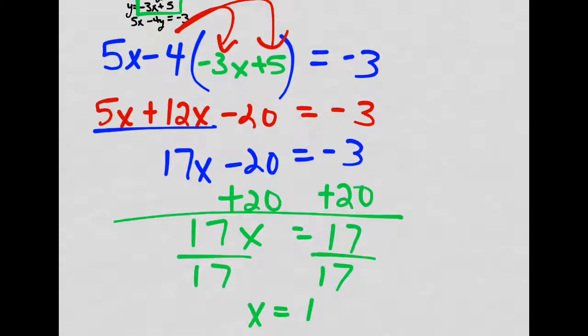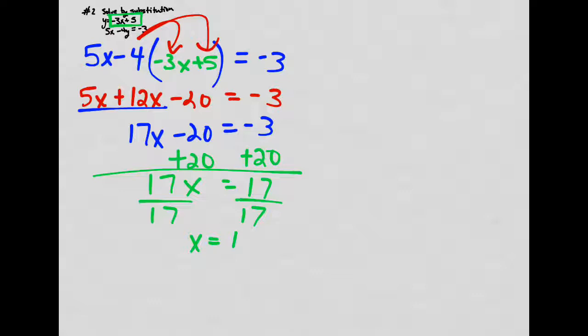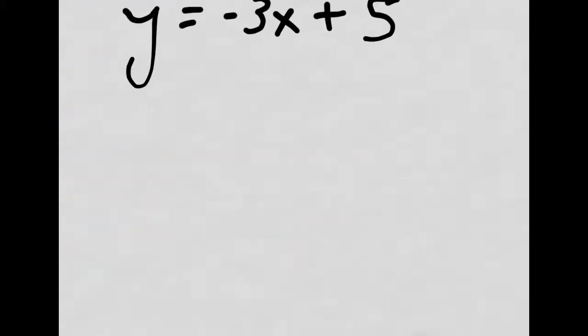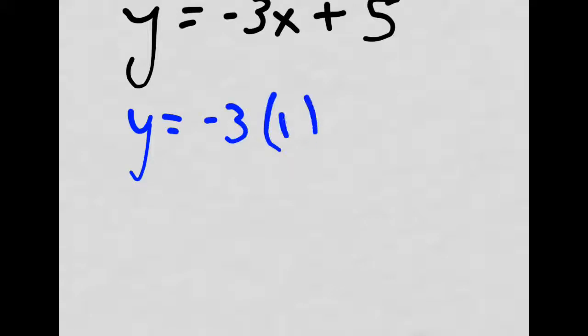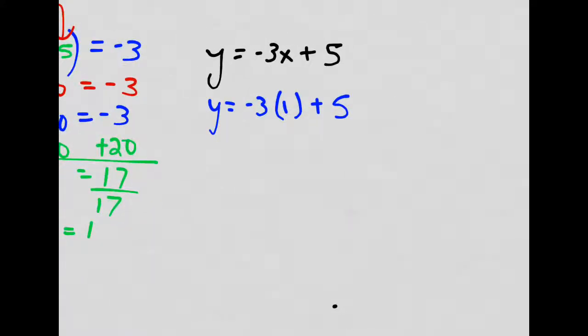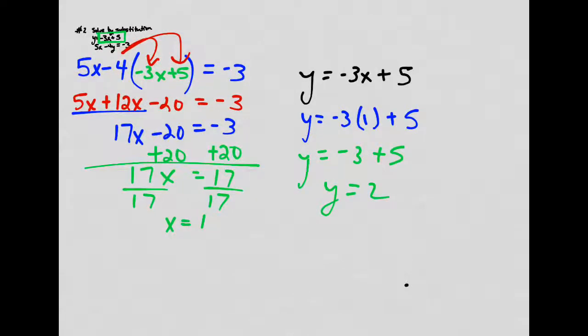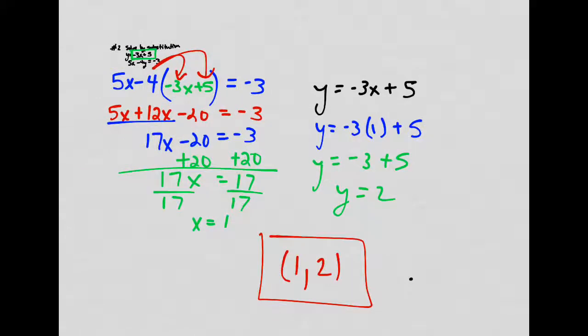Then from there, I need to pick one of the equations and go back and plug it into. I'm going to pick the top one. So that's y equals -3x plus 5. That's the top equation. And I'm going to plug 1 in for x. So that's y equals -3 times 1 plus 5. That gives me y equals -3 plus 5. And y is equal to 2. So my final answer is x equals 1. And y equals 2. So that's the ordered pair, 1, 2. And there's my final answer.